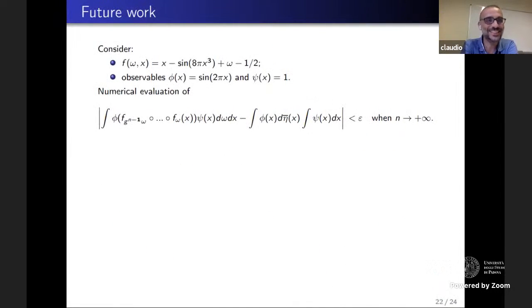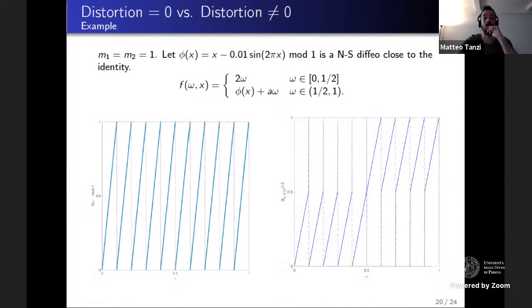Yeah, so one example I wanted to give is, we can prove that the case with distortion equal to 0 and distortion different from 0 actually give rise to different eta bar, even if the base maps G have the same invariant measure. So here I have two examples. I'm numerically evaluating the vertical marginal, and here it's the vertical fiber maps.